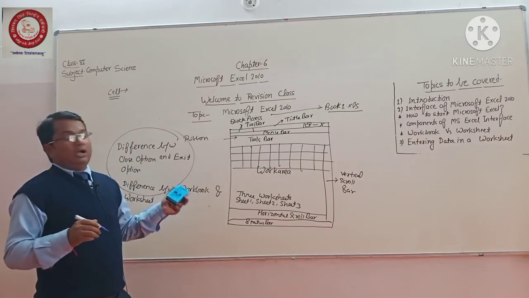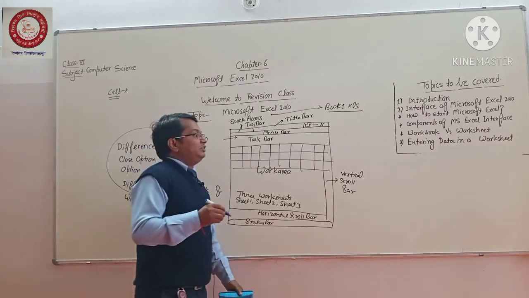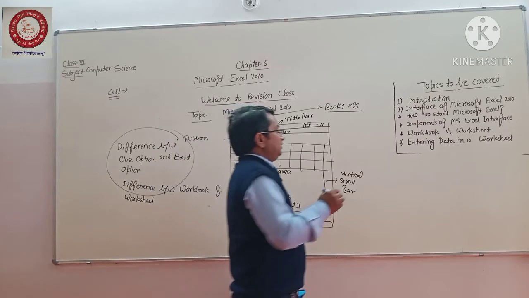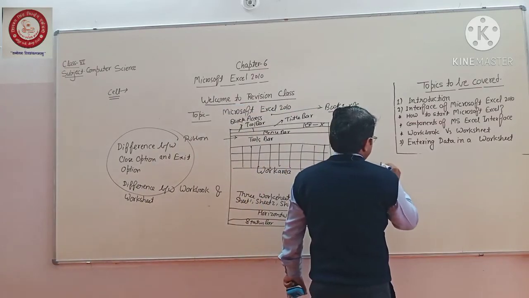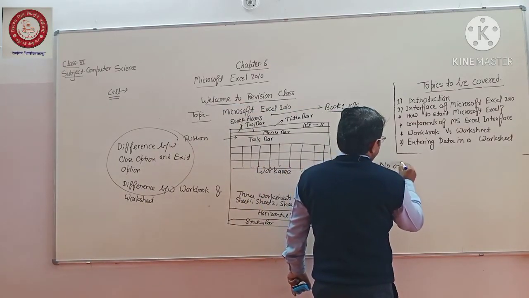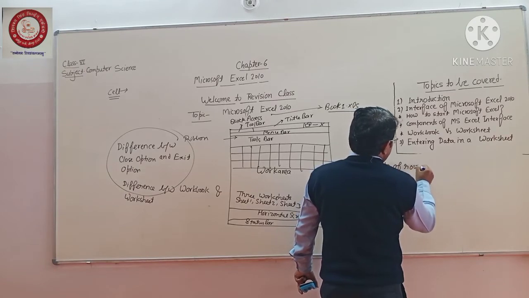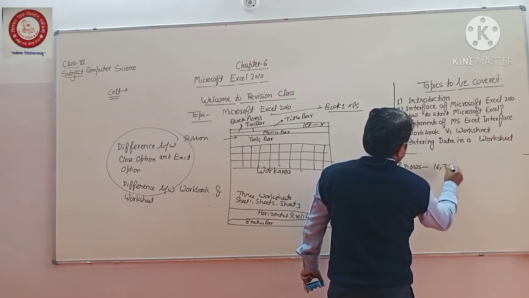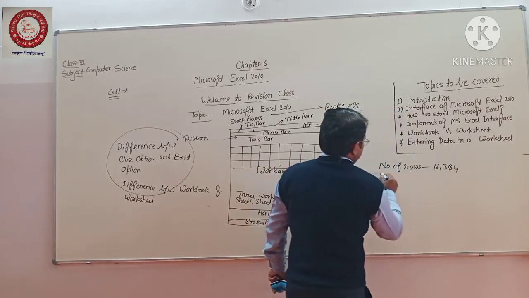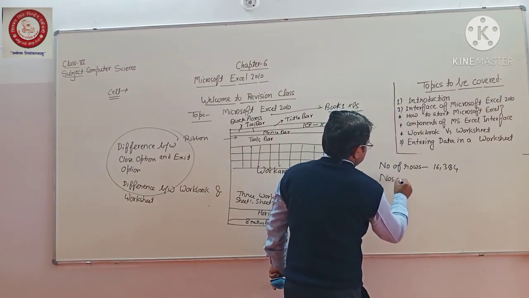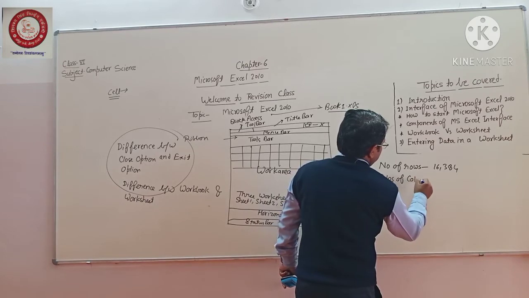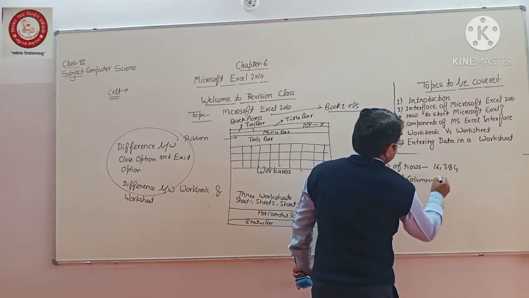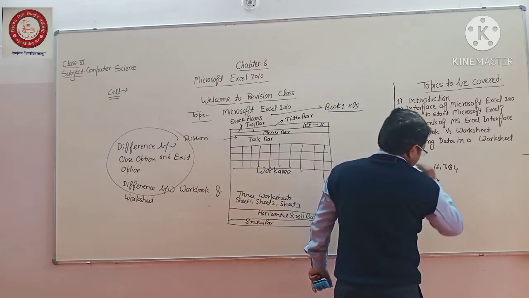And if anybody asks you what the number of rows and number of columns is, let me remind you: number of rows is 16384, number of columns.